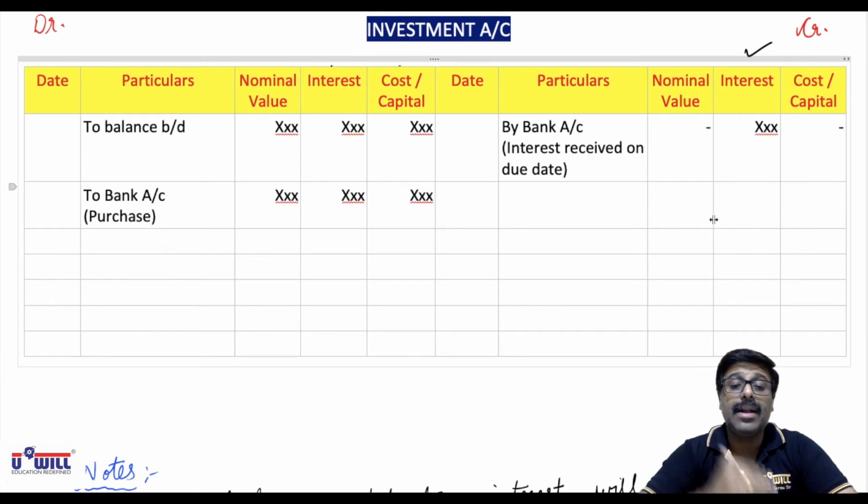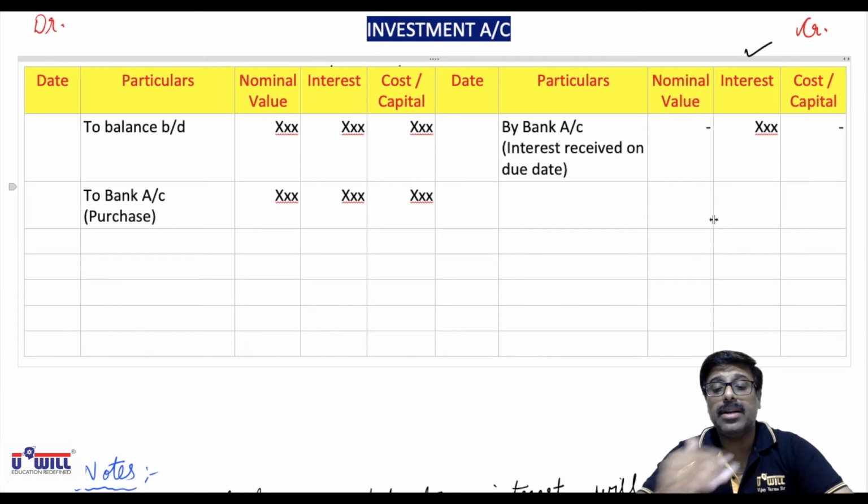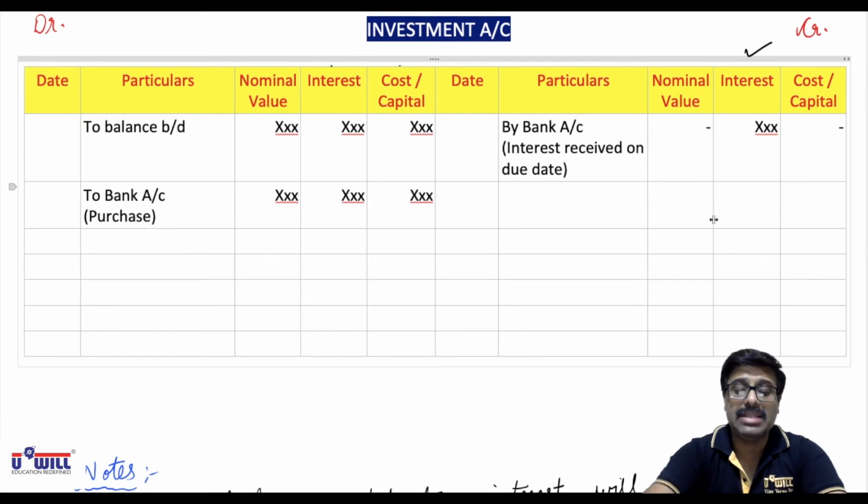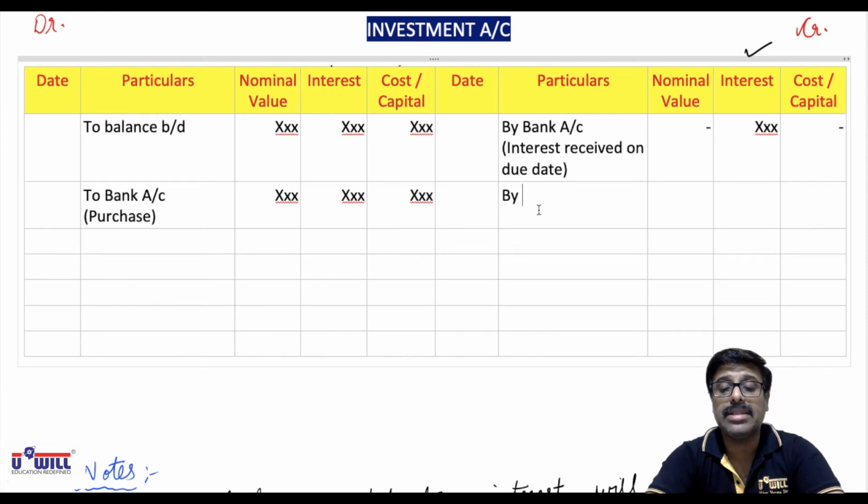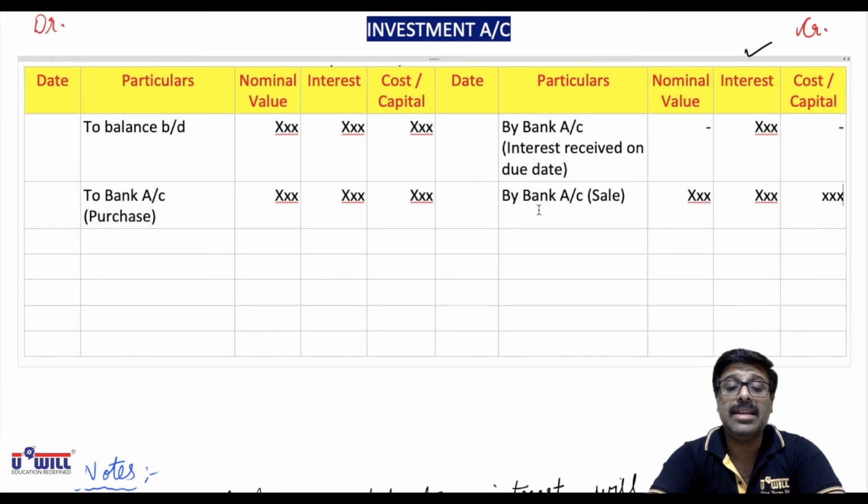I repeat, bank account debit to investment account. To investment account means in investment account we will record on credit side opposite account by bank account. This entry is to be passed for sale of investments. Nominal value, face value, interest column, interest element, cost or capital column, X interest price.